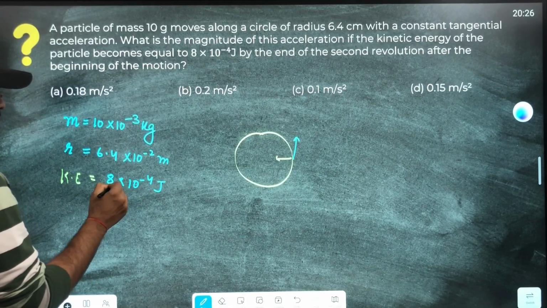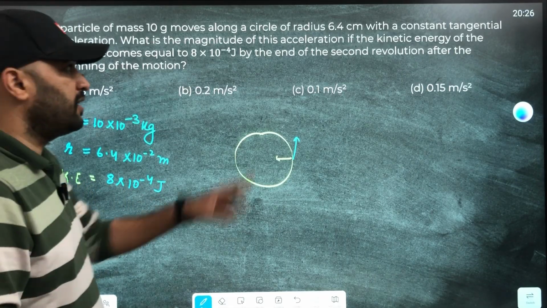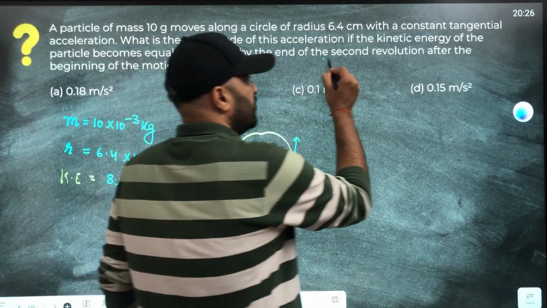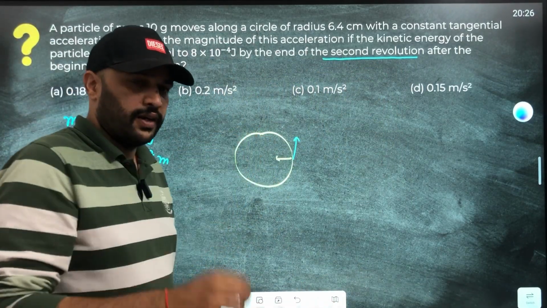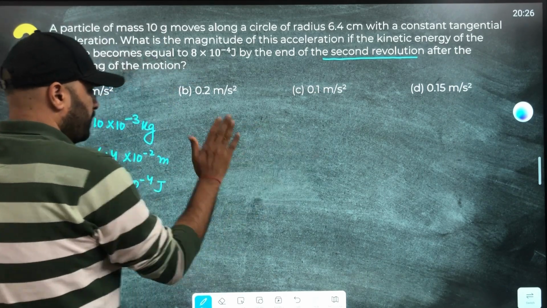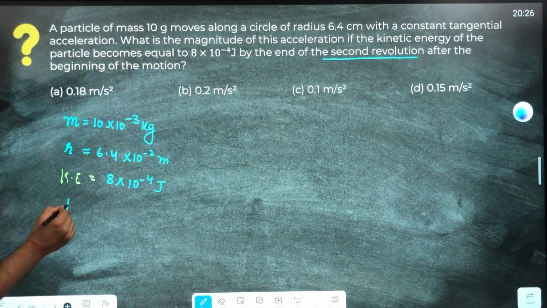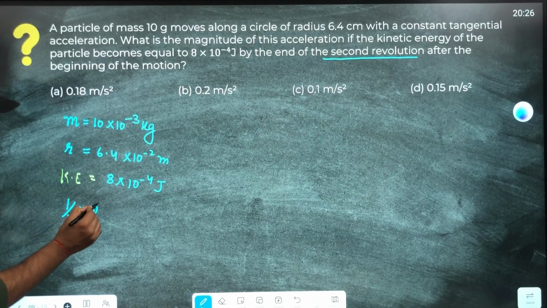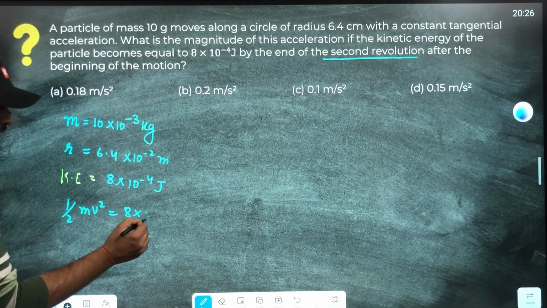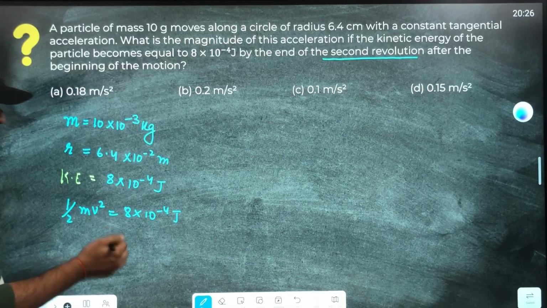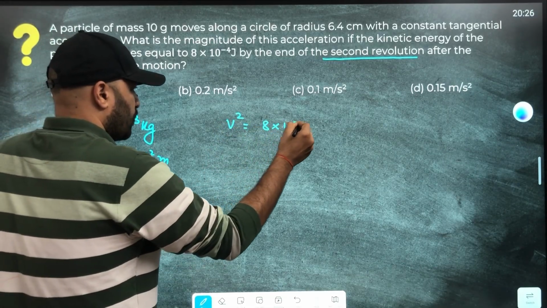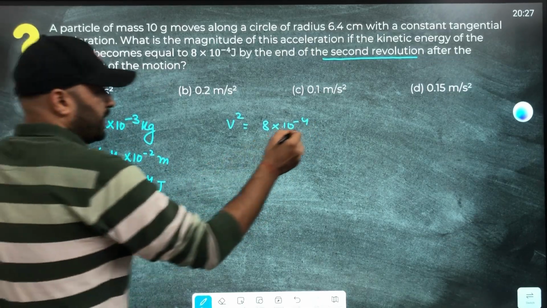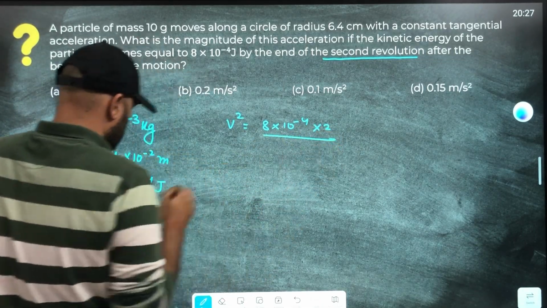They are looking for a, and they have given the kinetic energy at the end of the second revolution. Be very careful, this is quite important, at the end of the second revolution. So two rotations are already done, right? Let's come back to the problem. Kinetic energy will be written as half mv square, that will be equal to 8 into 10 to the power minus 4 joules, right? So we can write here v square is nothing but 8 into 10 to the power minus 4, and let's take this 2 on that side. It will be 2 whole divided by the mass of the particle.